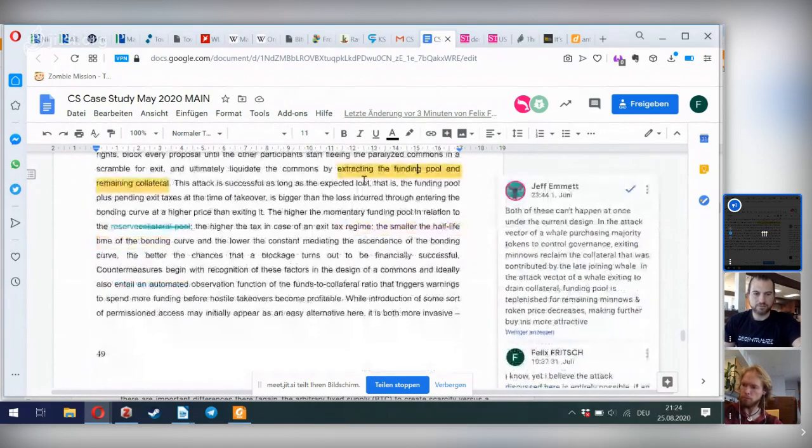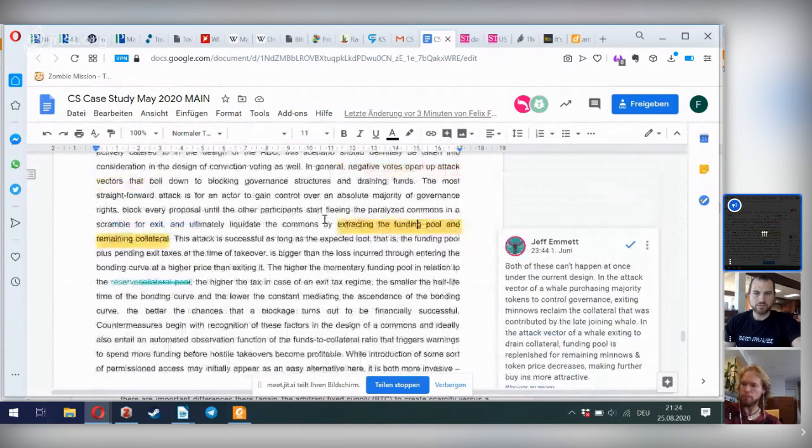Okay, next, extracting the funding pool and remaining collateral. So that's an attack. Jeff, you say that it's impossible to do both, but I say if you do it in iterative steps, always preserving yourself to 51%, I think it's possible. It'd be good to model. Well, let's see next year if we have the camp here, we can model it. I mean, the big piece here is yes, it's possible, but in the time that it takes to do that, everyone else is just going to leave, and the token value that people have.